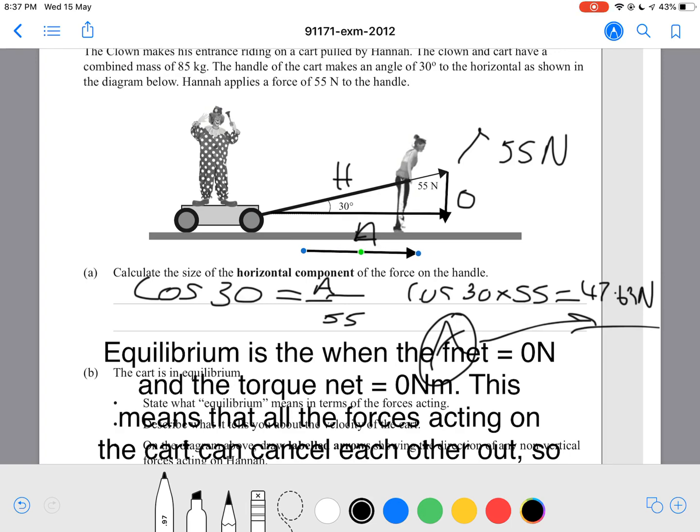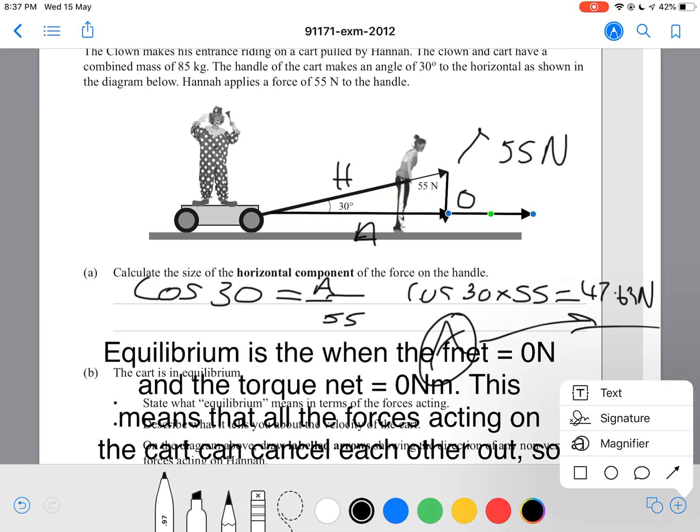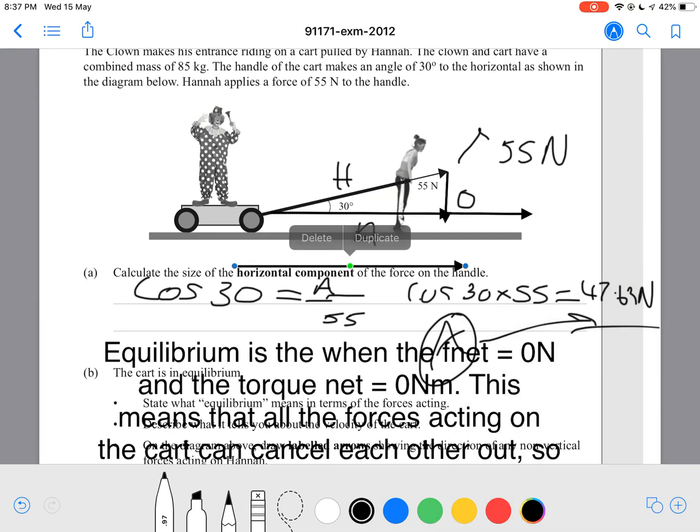So basically Hannah provides a push force, which is a thrust force, going in the direction of her thrust. And there's also a friction force acting in the opposite direction, okay? Remember that because the F net equals 0, these two arrows should be approximately the same size. So when you're drawing the arrows in the actual exam, just make sure that they're approximately the same size, or else the marker has an excuse to mark you down for that, okay? So just make sure of that.